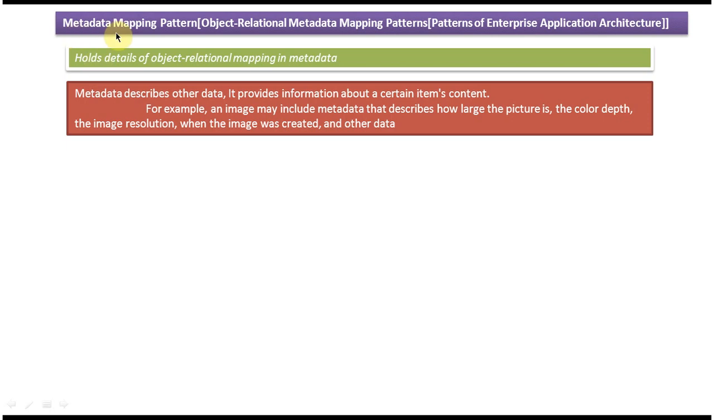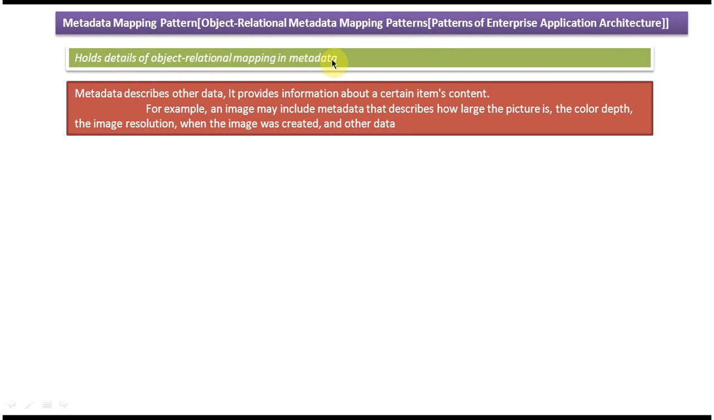Hi, today I will cover the metadata mapping design pattern. This metadata mapping design pattern belongs to object relational metadata mapping patterns, and this object relational metadata mapping patterns belongs to patterns of enterprise application architecture. First we will see the explanation of the metadata mapping design pattern. So this is the explanation: holds details of object relational mapping in a metadata.